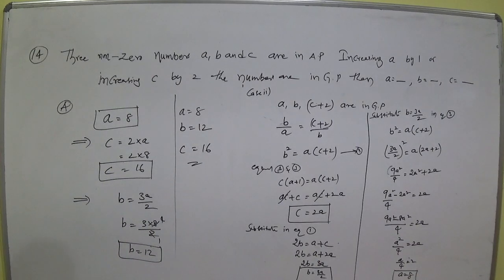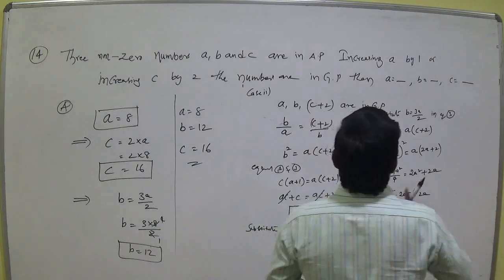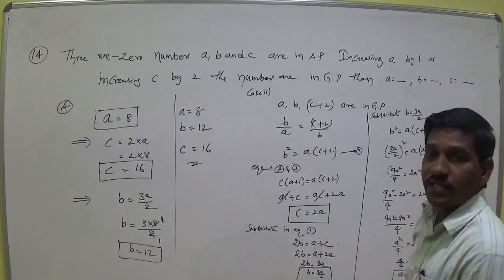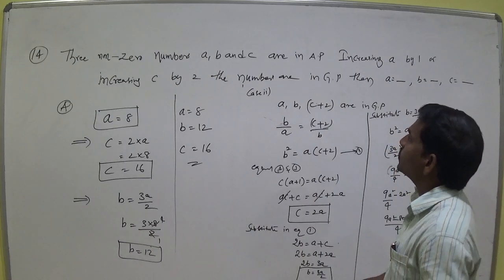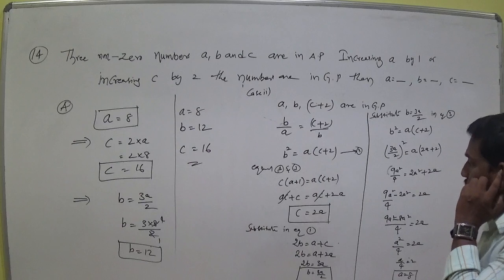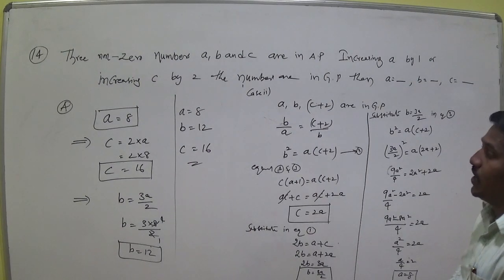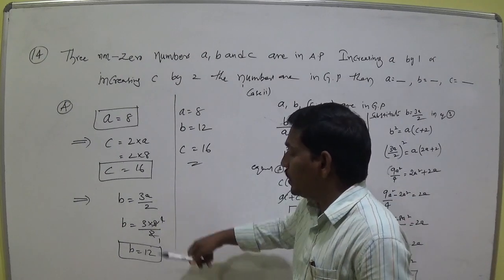So three non-zero numbers A, B and C are in AP. Increasing A by 1 or increasing C by 2, the numbers are in GP. So after the calculations, we got the A value, and from the A value we can get the C value and B value.